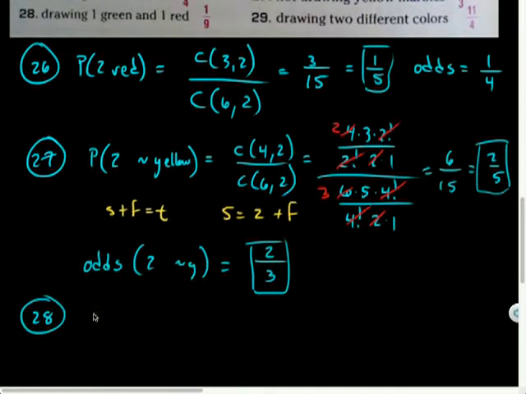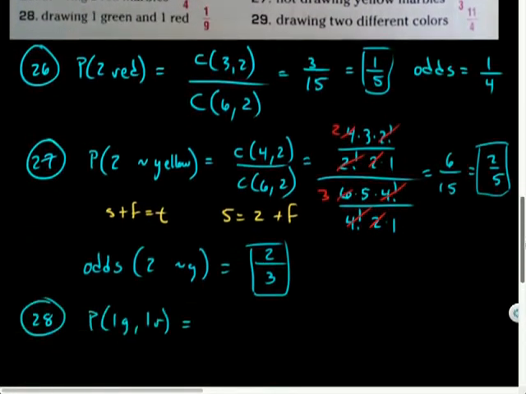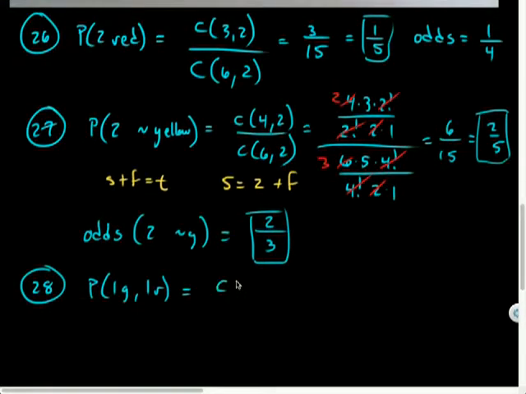Drawing 1 green and 1 red. So probability of 1G, 1R. How many green ones were there? There's 1. Red ones, there's 3. So the number of successful ways would be combo 1, 1, selecting 1 from the greens, times combo 3, 1 from the reds, of which there was 3. Over the total number of ways, there's still 6 total marbles, and I'm selecting 2 of them.